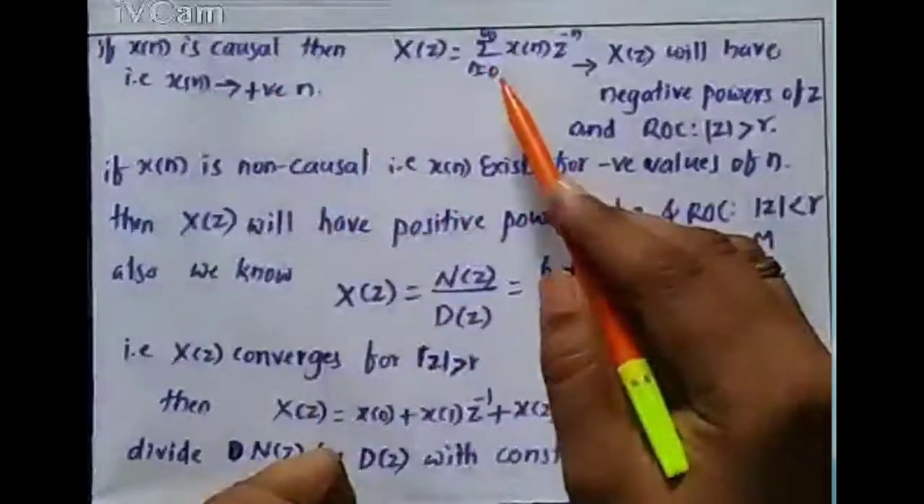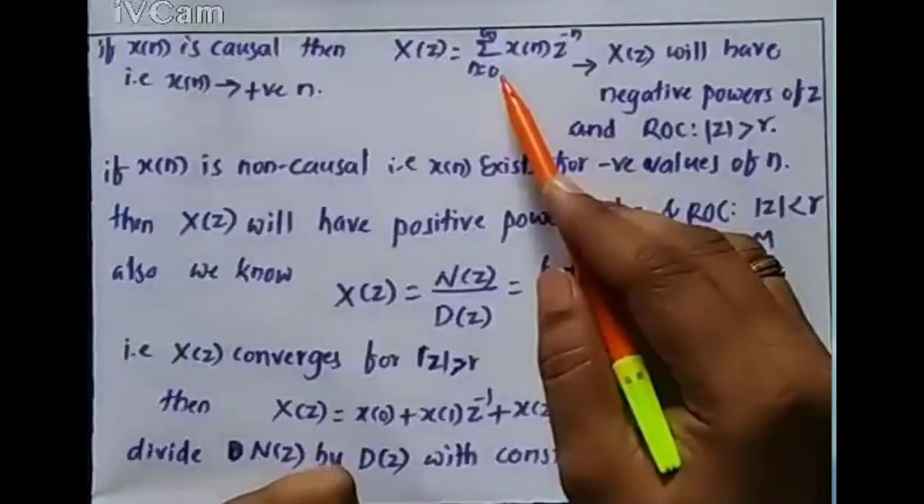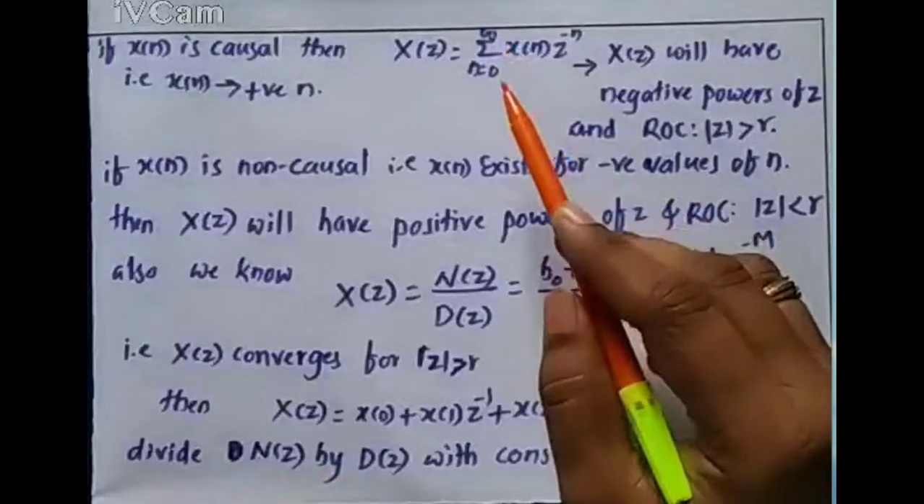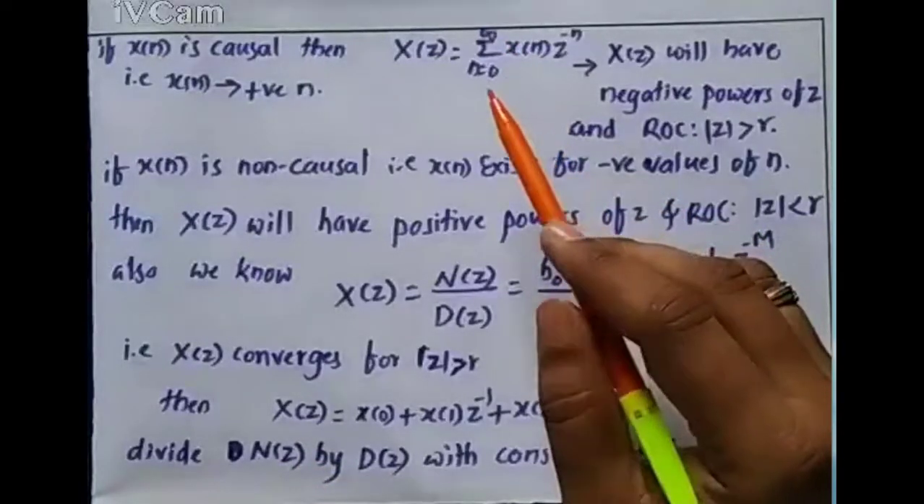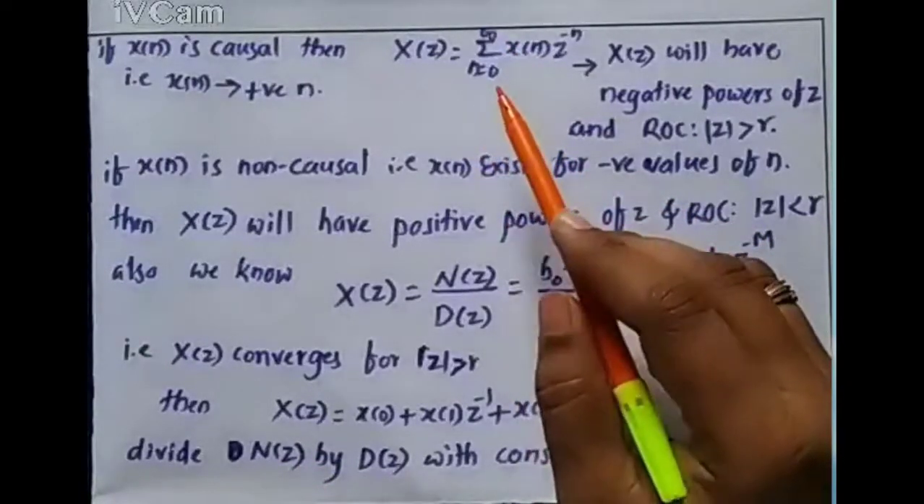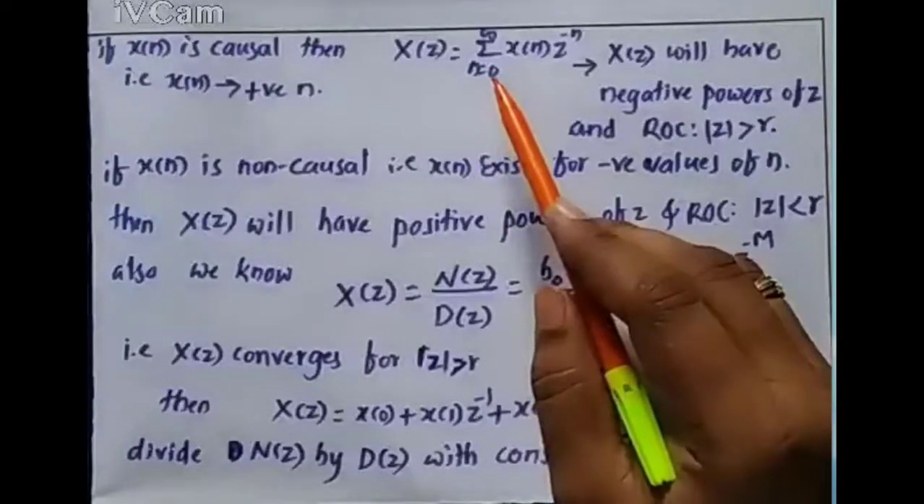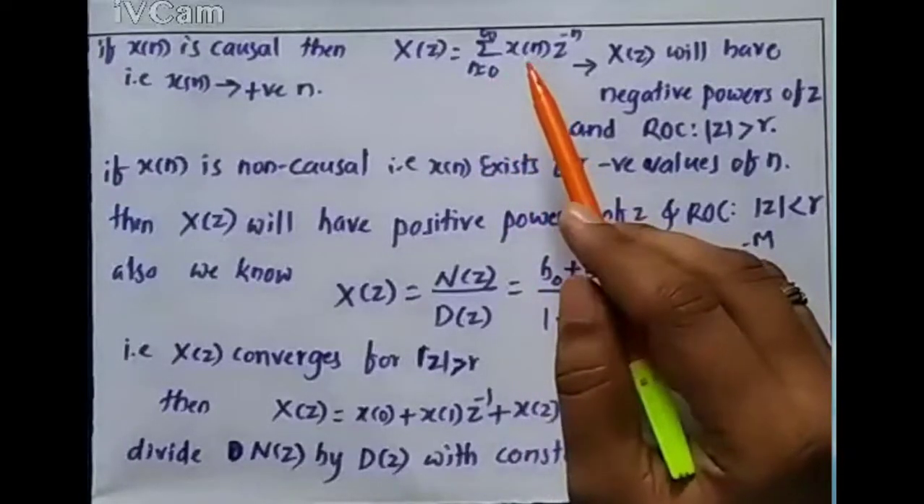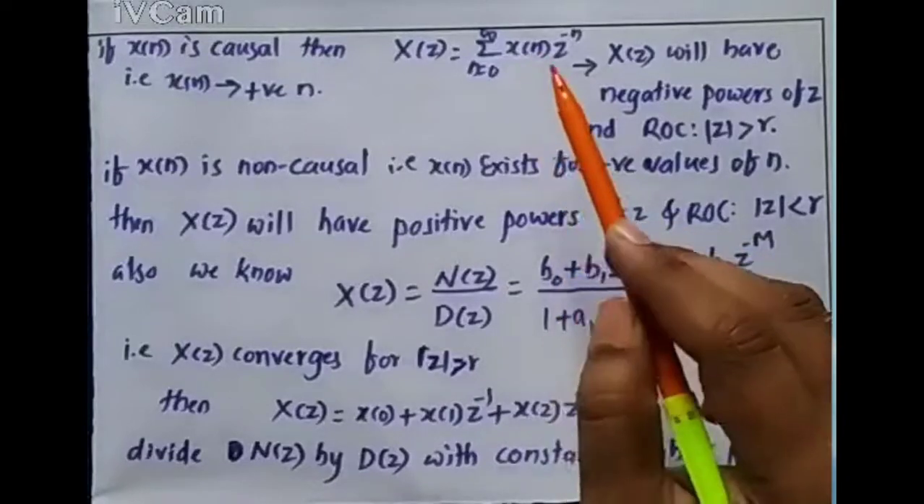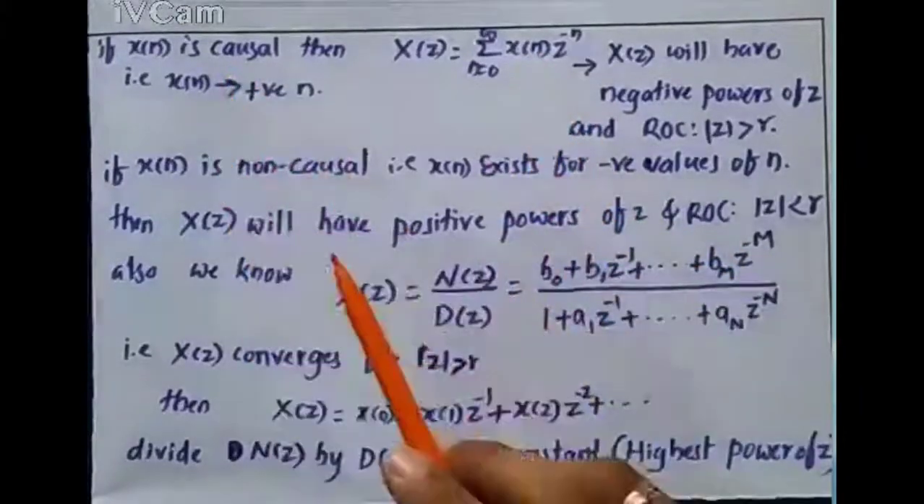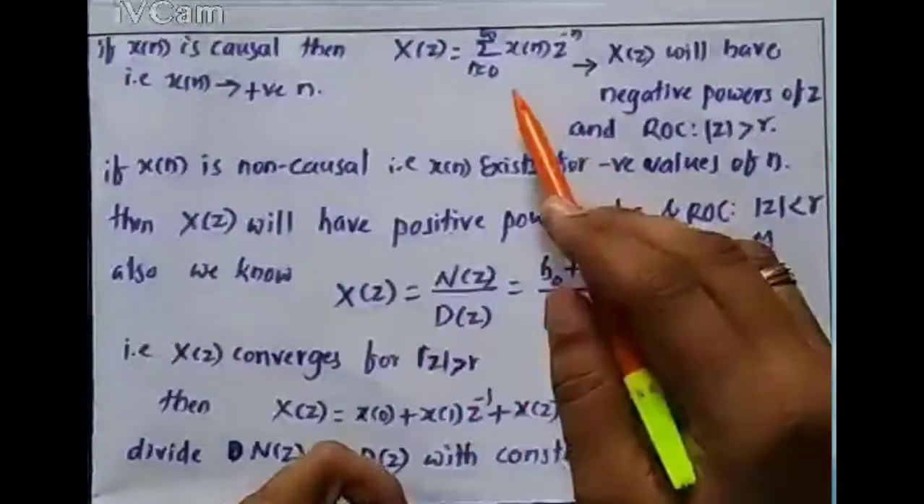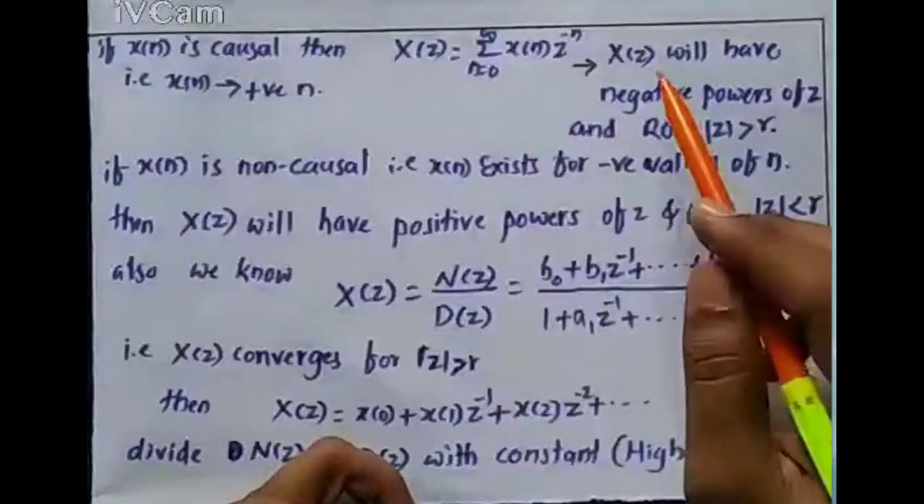The starting values of n will be 0 to infinity, not from minus infinity. Because from minus infinity to 0, for the negative values of n, x of n will be 0 because it is causal. So for this sequence, what will be the scenario?